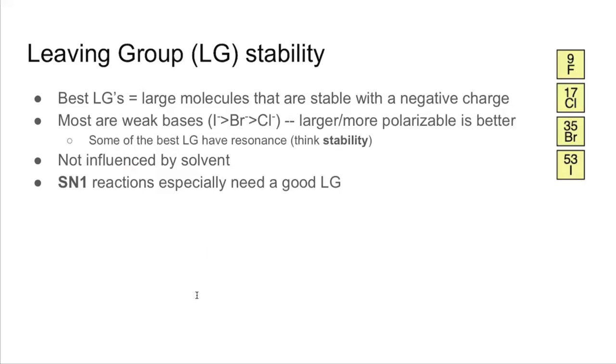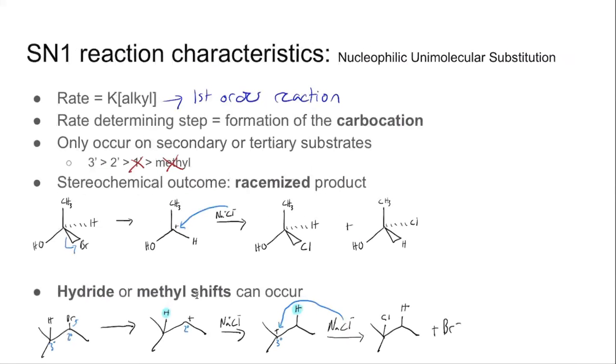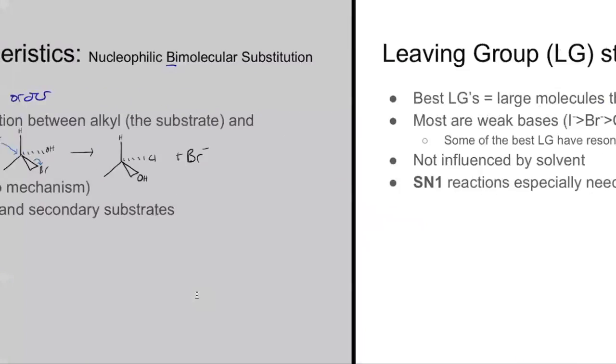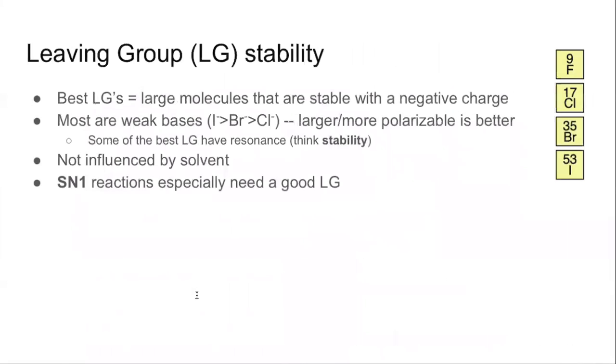And then lastly, something to keep in mind in terms of leaving group is that SN1 reactions especially need a good one. This is because for SN1 reactions, the leaving group leaving is really a key step in the reaction. If we look back, that's the rate determining step, the formation of that carbocation. So basically, if you don't have a good leaving group for SN1 reactions, the reaction is not really going to be able to take place. This is in comparison to SN2 reactions where the leaving group is forced off the molecule.